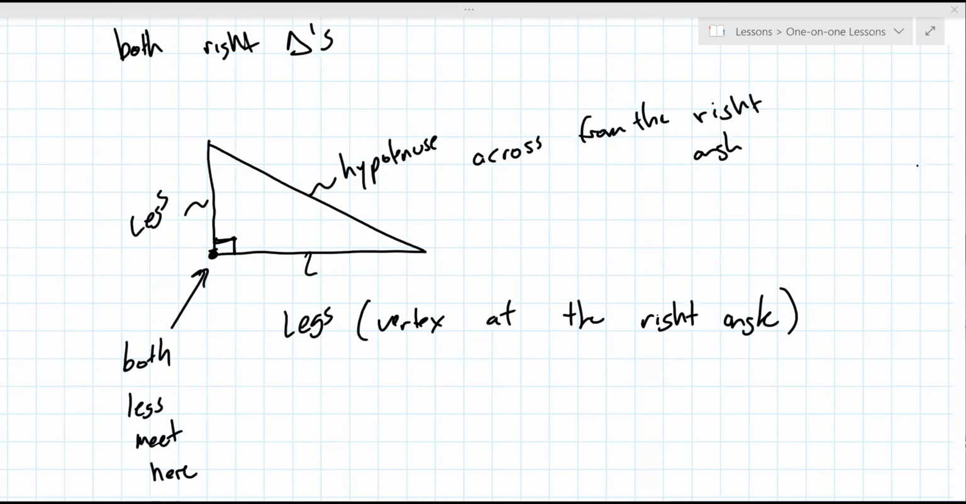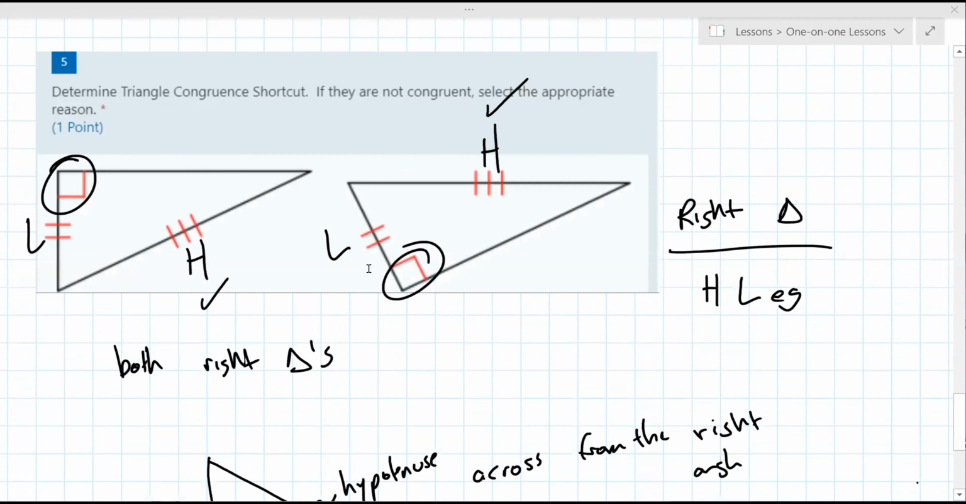So it doesn't matter which leg you use as long as, oh, it does matter. It does matter. But the point here is you need the hypotenuse, and then you need one leg or the other.